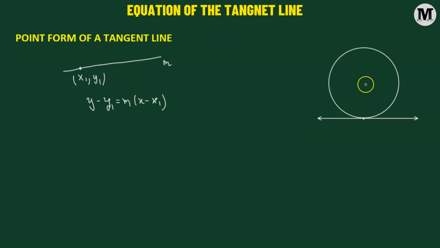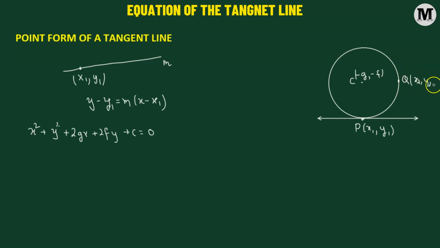So here we again have a circle. Now this time we're going to consider the general equation of a circle, which is given by the equation x squared plus y squared plus 2gx plus 2fy plus c equals 0. Now this circle has the center at C with coordinates negative g comma negative f. Okay, now let's say this is the point P having the coordinates x1 comma y1. Now what we'll do, we'll consider another point on the same circle, and we're going to name it point Q, with the coordinates x2 comma y2.